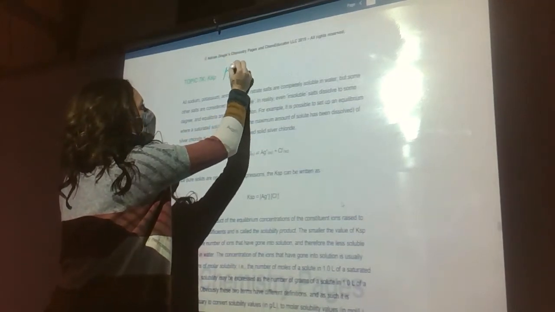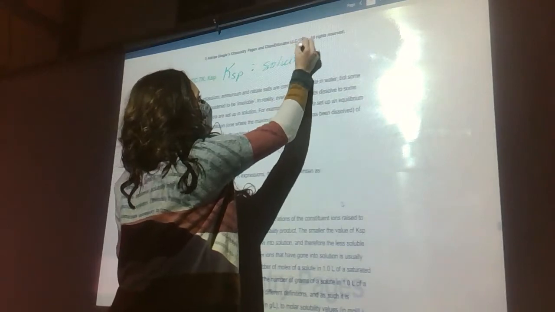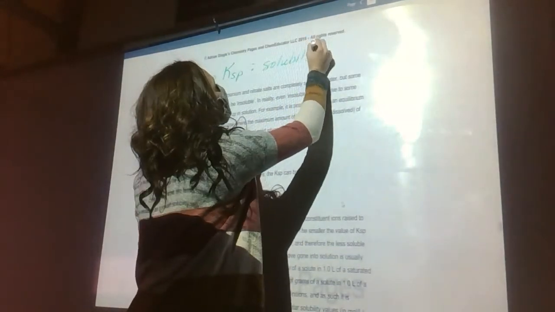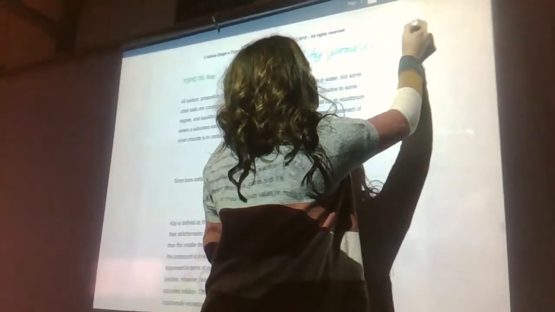Ksp. So Ksp is the solubility product constant.